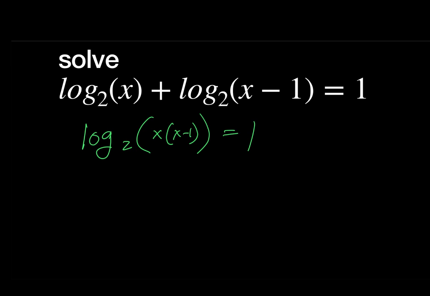Now I have a log with a base, so I'm going to convert to exponent form. 2 is my base. What's the exponent? It's 1. The base to the power of the other side of the equation equals that number: 2 to the 1 equals x times x minus 1. So 2 equals x squared minus x. It's a quadratic. To solve quadratics, we set them equal to 0. Subtract 2 from both sides.